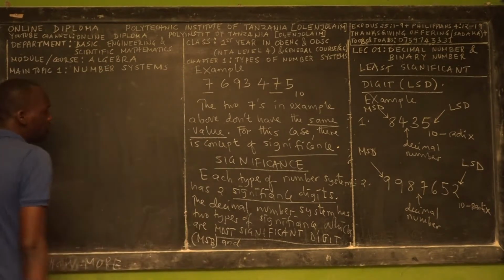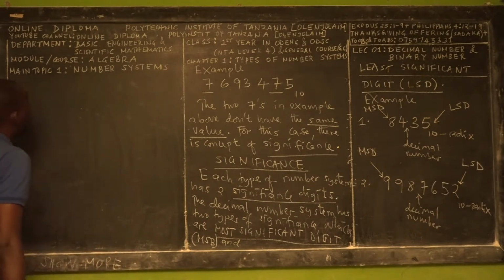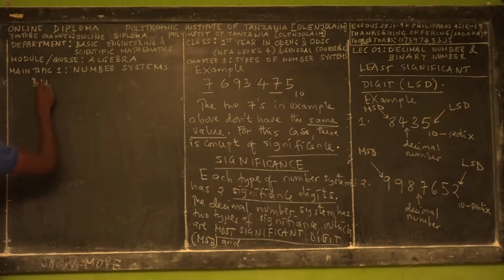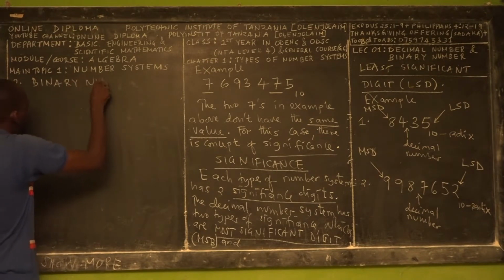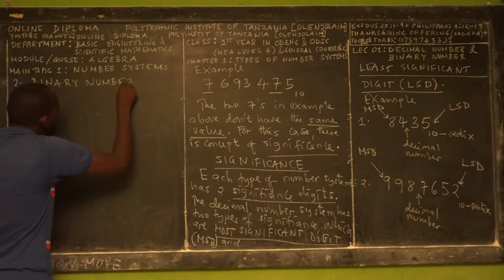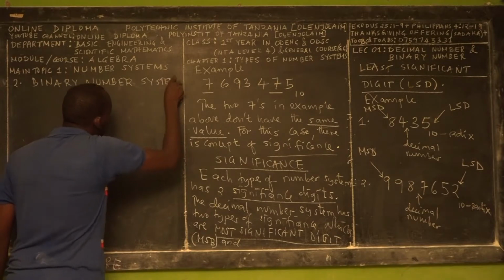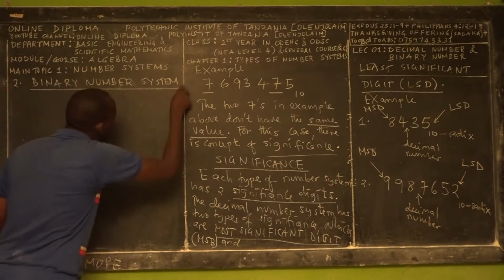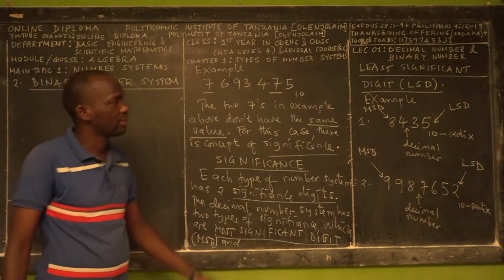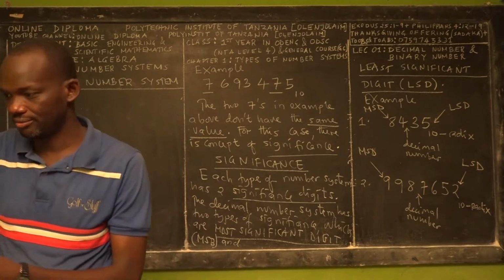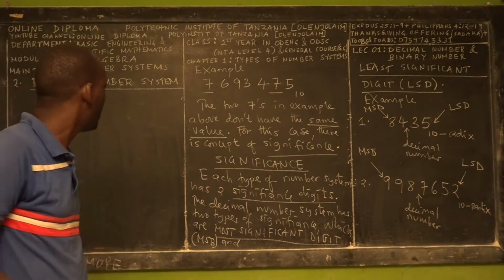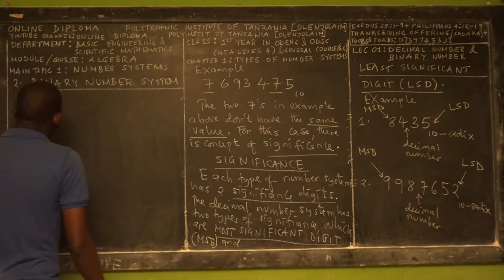Well, right now, ladies and gentlemen, get ready to welcome binary number system. This is the second type of number system, binary number system. Once we have finished this concept, it will be the end of lecture 1. You have to get prepared for lecture 2. The binary number system.